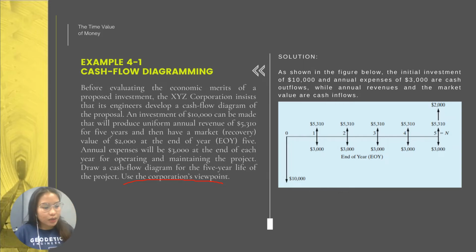Notice that the beginning of a given year is the end of the preceding year. So, easy enough, the end of year 1 is the beginning of year 2. They coincide, so I think that's understandable. I hope this helps with diagramming. This is a simple example of how you draw a cash flow diagram.